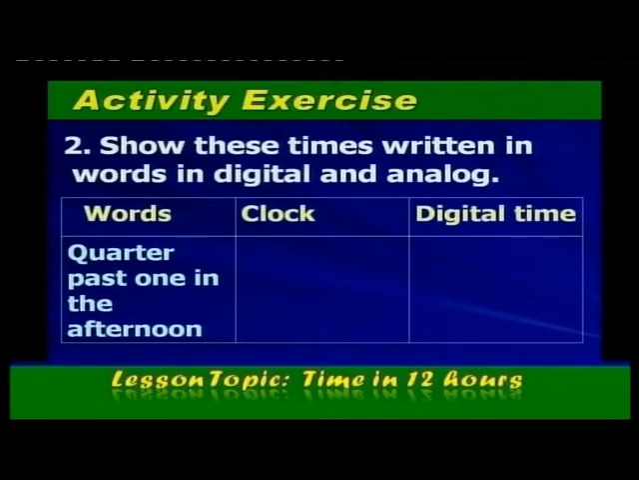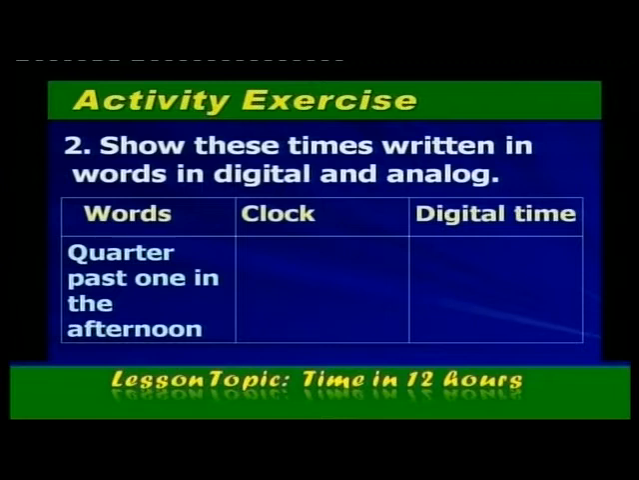All right, next slide. Next exercise, exercise number 2. Students, I would like you to look at the screen. Exercise 2, show these times written in words in digital and analog. The time is already given in words, so we will do that one as an example. What is the time given in words? Class, students, can you read the time given in words?